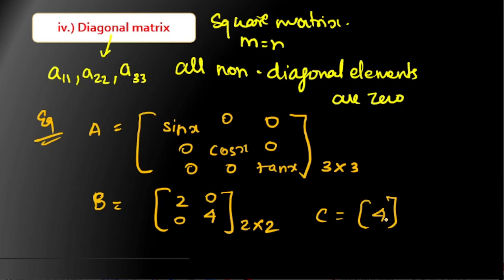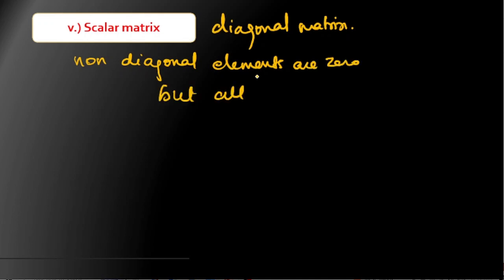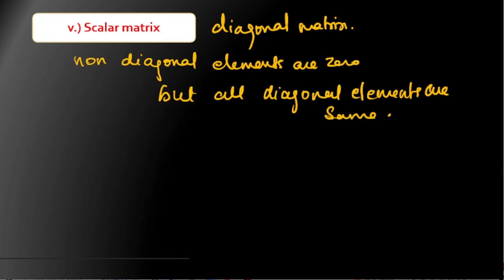A scalar matrix is similar to the diagonal matrix. In a diagonal matrix, all the non-diagonal elements are 0. Here also the non-diagonal elements are 0. But one difference is that all the diagonal elements are the same. So all the diagonal elements will be the same in a scalar matrix.